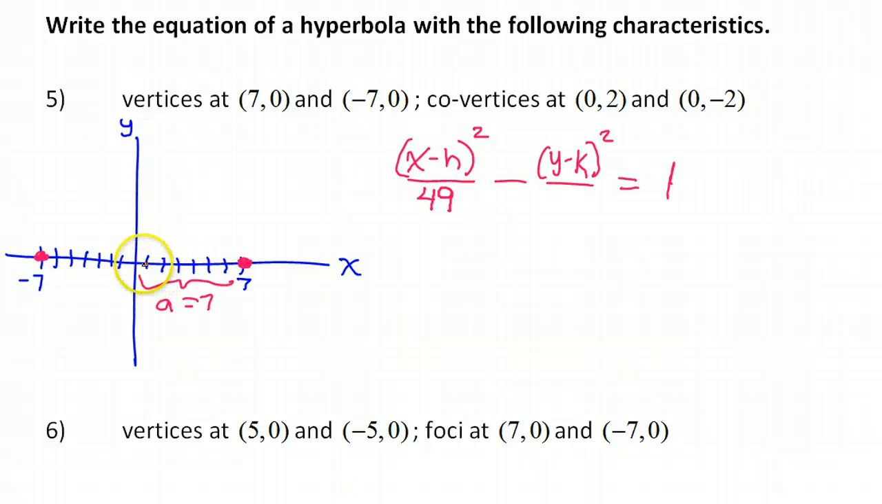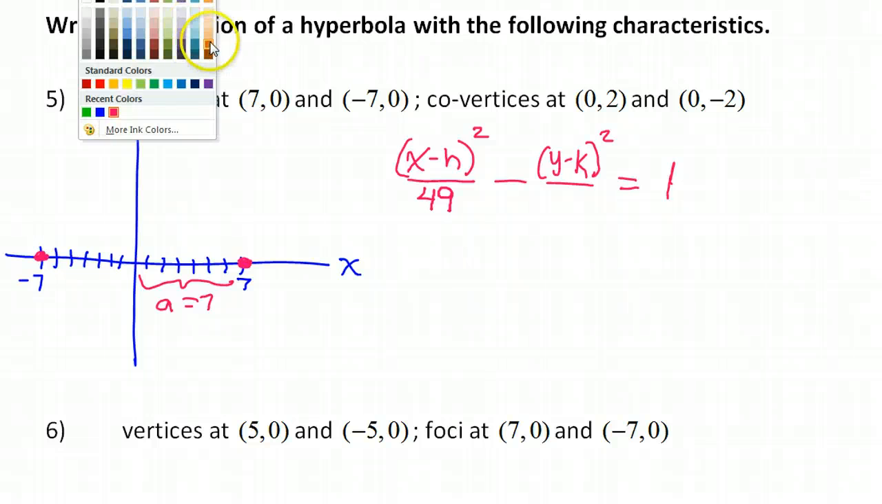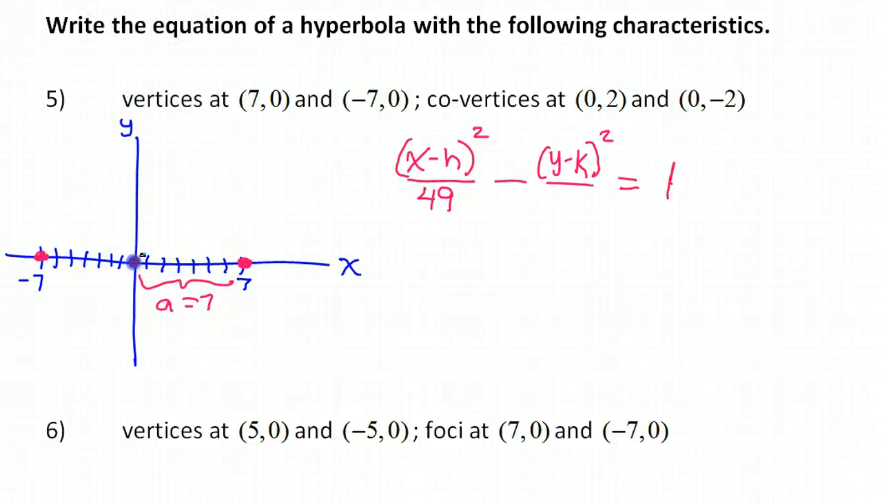We also know the center. Okay, this center right here is clearly (0, 0). All right, halfway between -7 and +7. So that means I'm not going to really have this minus h minus k business. So I can really erase all that, and it's just going to be x² and y².